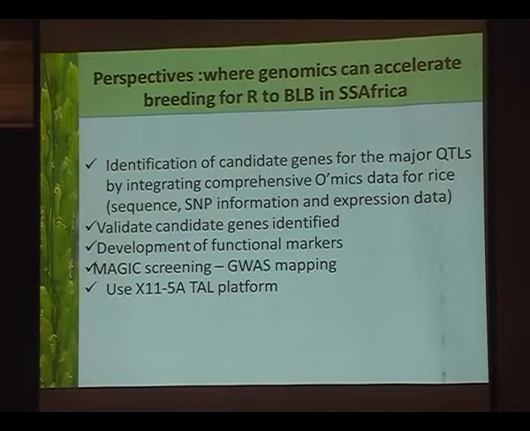We would like to validate some candidate genes identified in this region of the QTL and develop some functional markers. But also, because we know all the limitations of this biparental mapping population, we would like now to go for the MAGIC lines, and there are some posters explaining what these populations are, and we have experts here at this congress working on this MAGIC population, and to do some GWAS mapping with African strains. And also, I will skip that because Janet will talk about this, the X11-5A strain as a TAL platform.